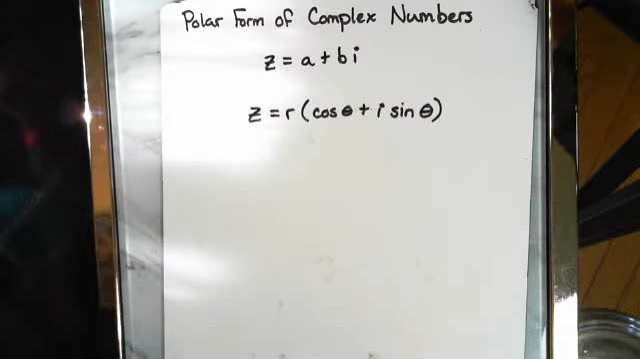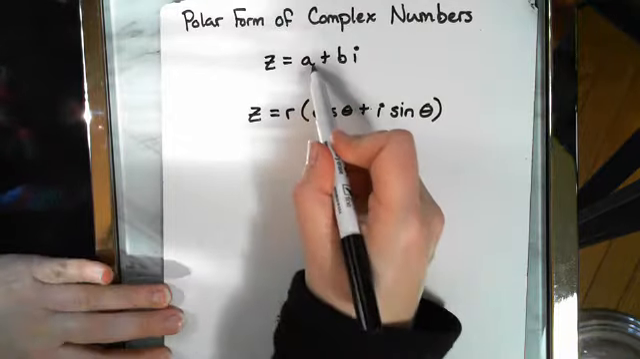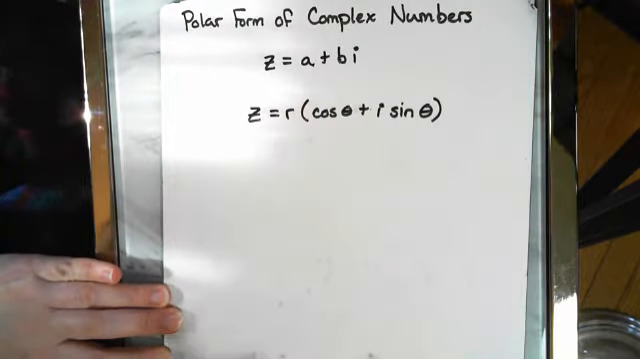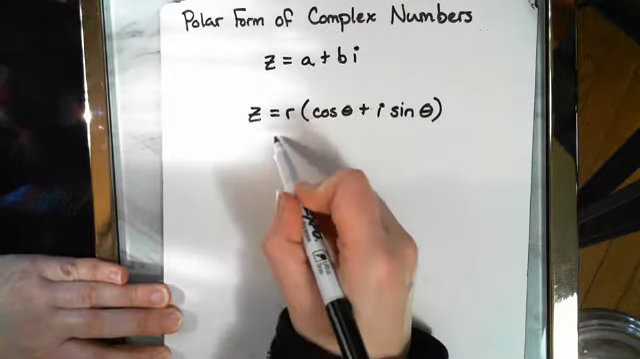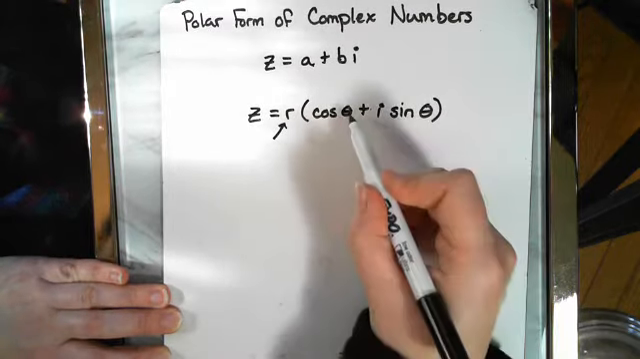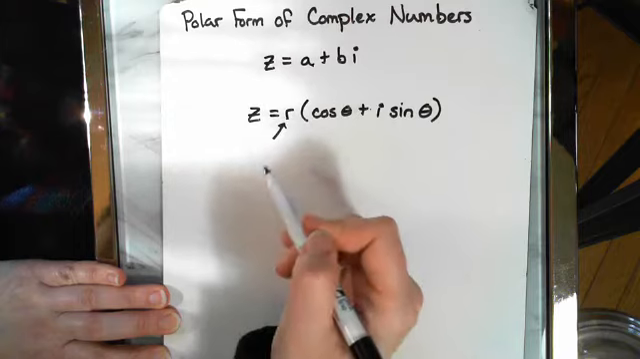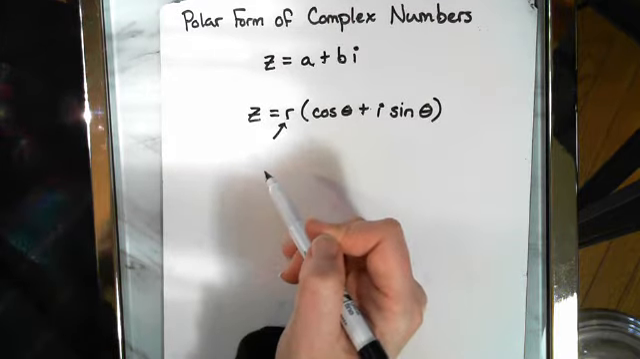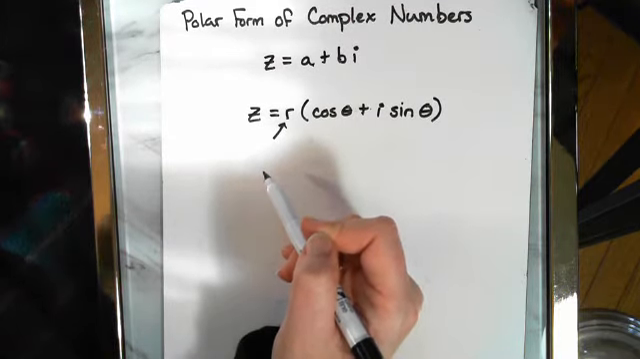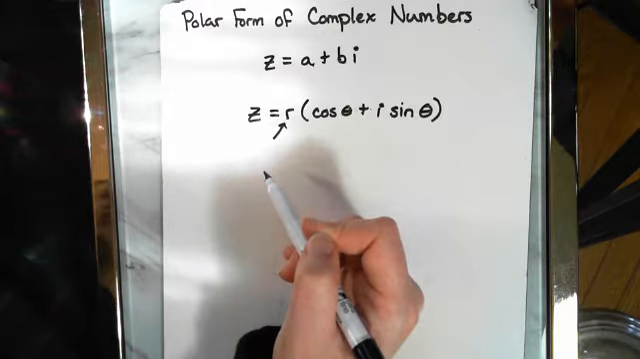Okay, so rectangular form we're familiar with. A is the real part, B is the imaginary part. But in polar form, we're changing it to have a radius and an angle measure, okay? Now, you may recognize r as something that we were using way back in lesson 8.1 and 8.2, and that's true. We find it the exact same way.